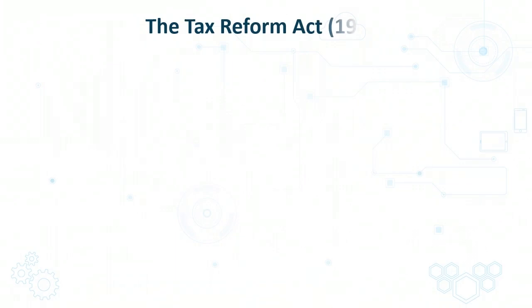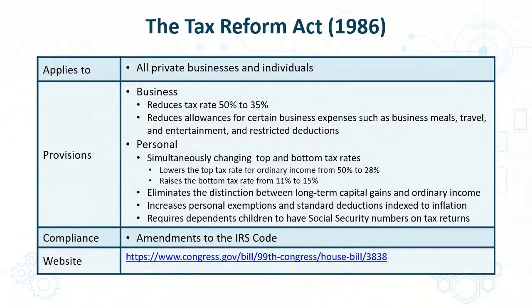The Tax Reform Act of 1986 made extensive changes to simplify the IRS code. Businesses received reduction in the corporate tax rate and suffered the loss of reduction in allowances for certain business expenses. The goal of the act was to increase fairness and to provide an incentive for growth in the economy by reducing the maximum rate on ordinary income and raising the tax rate on long-term capital gains. It eliminated many passive losses and tax shelters.